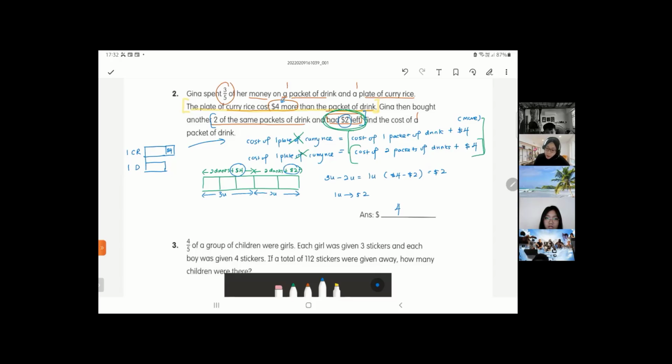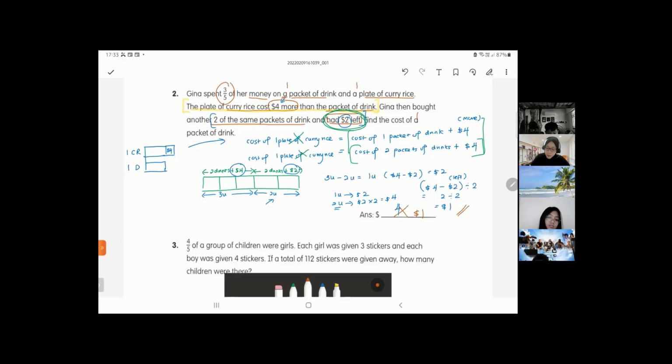Now I want to know the packet of drink. Let's find 2 units first. I'm looking at this. Will be $2 times 2 is $4. All right, then what do I do to find 1 packet? I take my $4 minus away the leftover $2. This is my leftover. Okay, divided by 2 because 2 units, right? Equals to 2 divided by 2 is $1. That is the answer, $1, not $4.